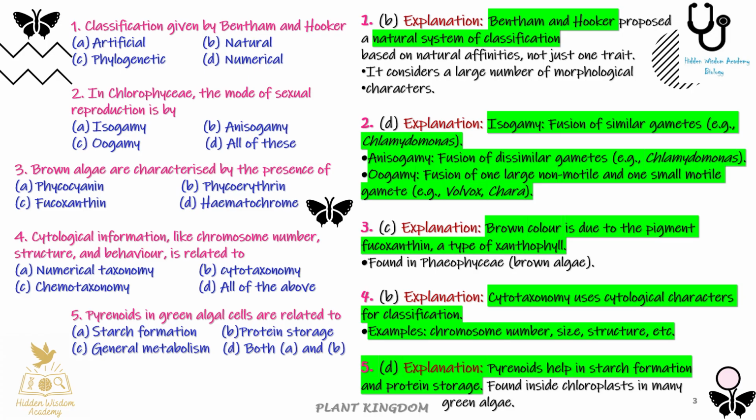Question 5. Pyrenoids in green algal cells are related to Option A, starch formation. Option B, protein storage. Option C, general metabolism. Option D, both A and B. Explanation: pyrenoids help in starch formation and protein storage. Found inside chloroplasts in many green algae. So, option D is the correct answer.